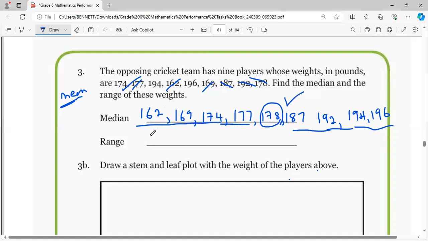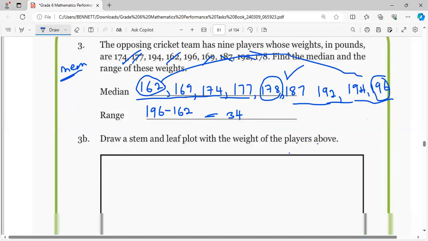What's the largest number? The largest number is 196. Remember, guys, after you arrange it in ascending order, it will be so easy to find this. So you subtract and you get 34. The answer is 34.